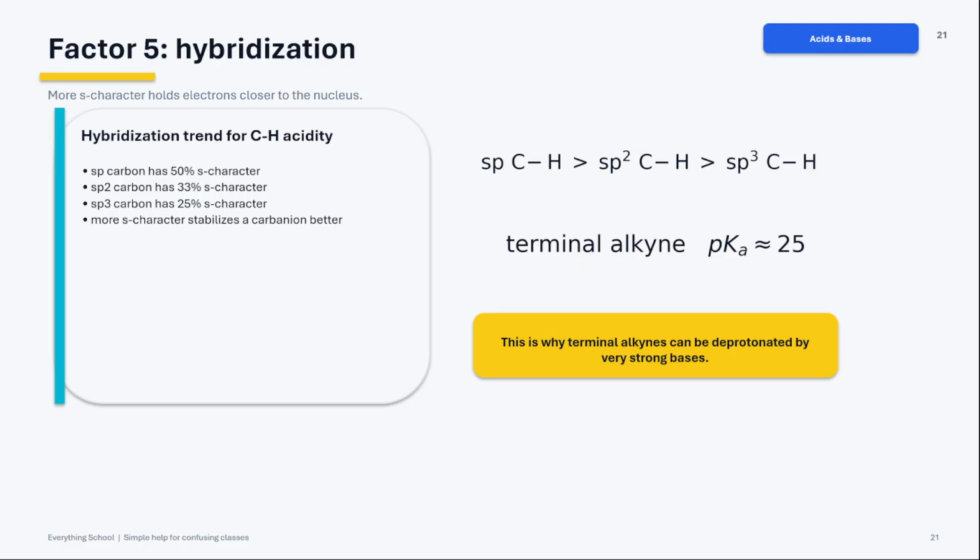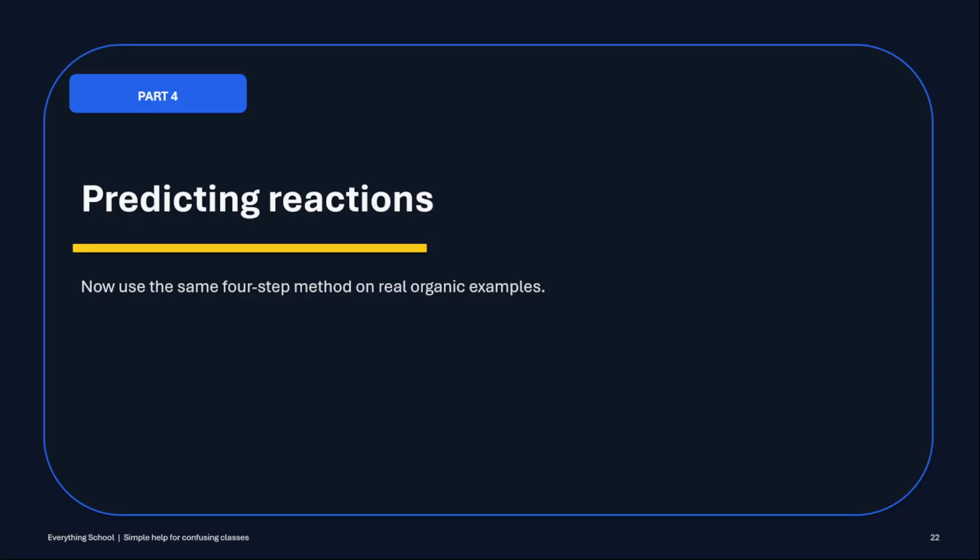The key here is not that terminal alkynes are strong acids in general. They are still weak compared with many oxygen acids. But compared with typical CH bonds, an sp carbon can stabilize the negative charge better. Slide 22. Part 4. Predicting reactions. Now use the same 4-step method on real organic examples. This section is where the earlier rules become a tool.